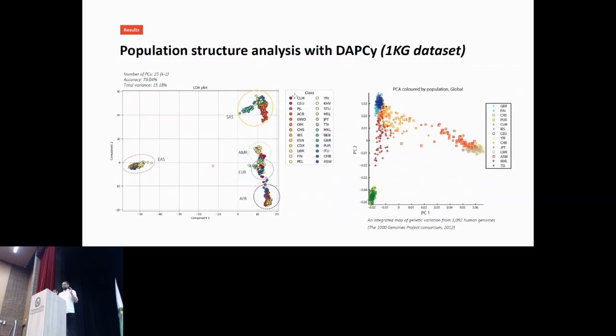But finally, for the 1000 Genomes Project, we see that DAPCy, using an optimal number of 25 principal components with an accuracy of over 73%, is able to identify the main genetic groups based on continental populations. Here we can see that DAPCy identified East Asian samples, South Asian samples, one cluster for the European and American samples, which also suggests an admixture, and African samples. These results are similar to previous studies on the 1000 Genomes Project, which use principal component analysis based on the EIGENSTRAT method for genome-wide association studies.